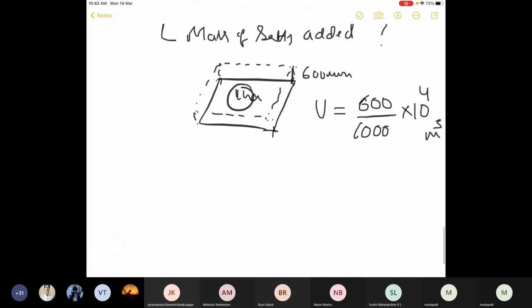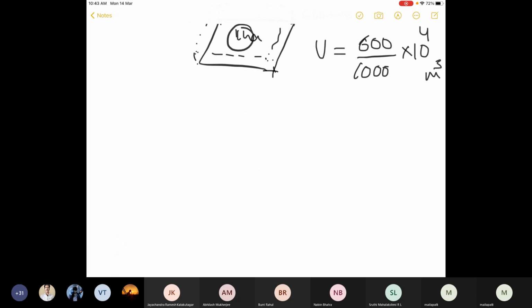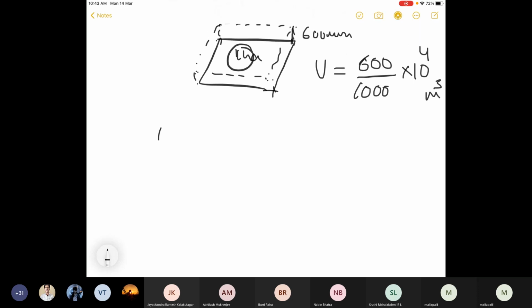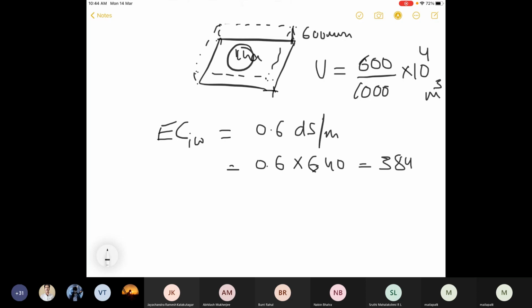Okay, so knowing that volume, next you need to convert this into ppm. Now EC of irrigation water is equal to 0.6 decisiemens per meter, or 0.6 multiplied by 640, and that will be 384 milligram per liter. So in 1 liter of irrigation water, there is 384 milligrams of salts.